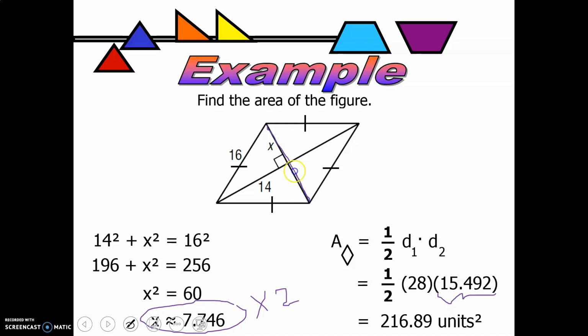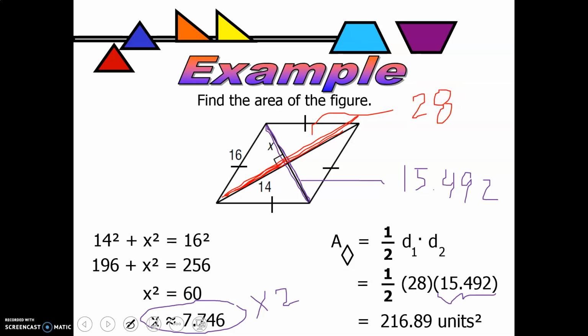So this entire diagonal is 15.492. The initial diagonal that we knew, that full one, was 28. So 1/2 times 28 times 15.492, and then divided by 2, or just taken in half, will give us 216.89 square units to the nearest hundredth.